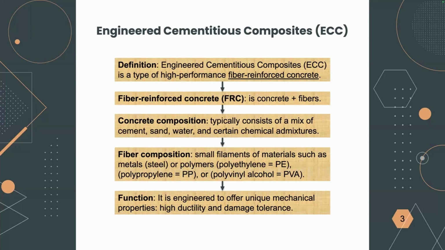And then for the fiber composition, we use small filaments or pieces of metals like steel, for example, or polymers like polyethylene, polypropylene, or polyvinyl alcohol. And these materials have great tension properties. When added to concrete, which is weak in tension by nature, they enhance the tensile properties of concrete. So we would have a composite that is strong in tension and compression, which would enhance the structural integrity of our structures.